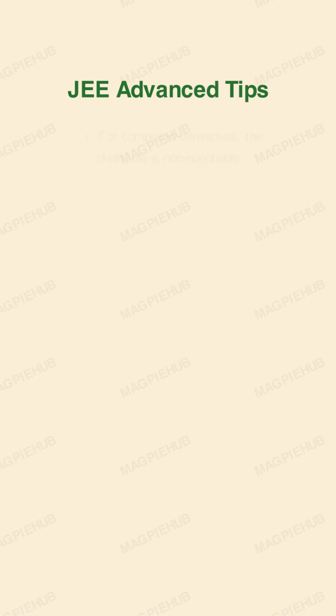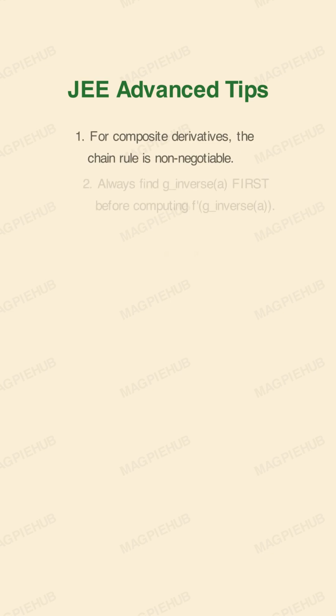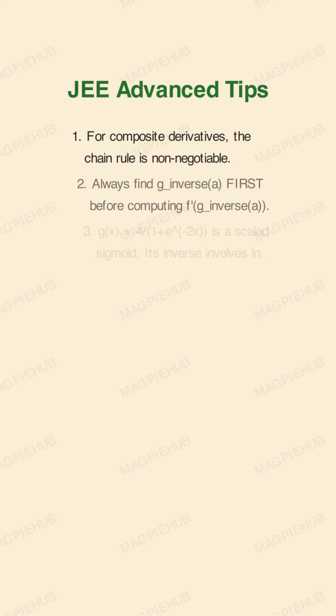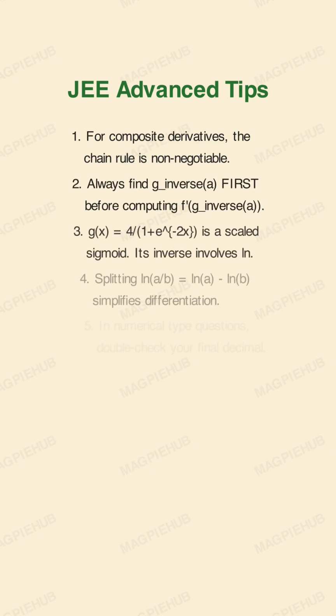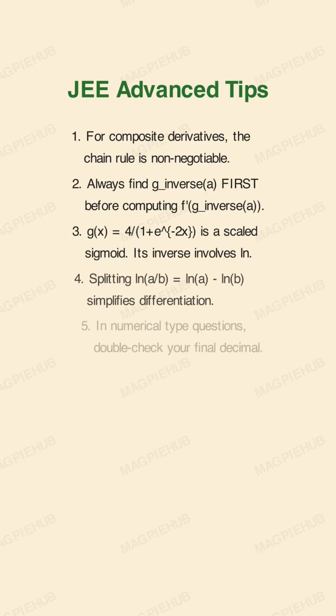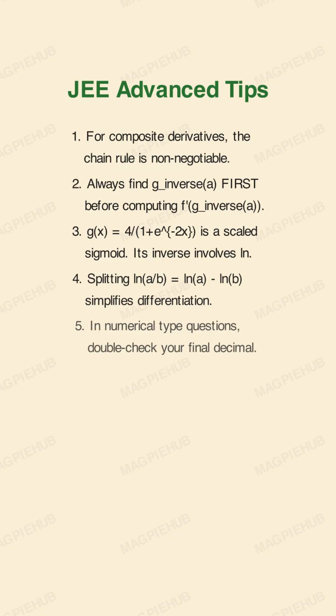First, for composite function derivatives, the chain rule is essential. Second, always find g inverse of a first before computing f prime. Third, recognize that g of x here is a scaled sigmoid function, and its inverse involves the natural logarithm. Fourth, splitting log of a fraction into a difference of logs simplifies differentiation. Finally, in numerical type questions, always double-check your final decimal value.